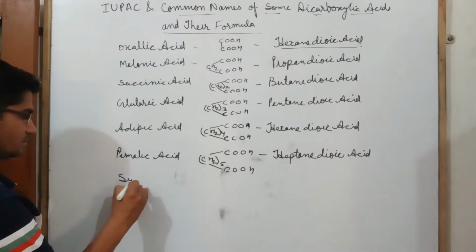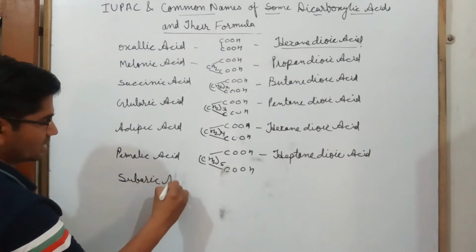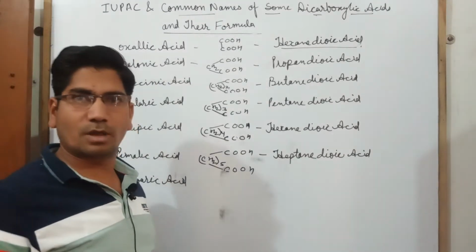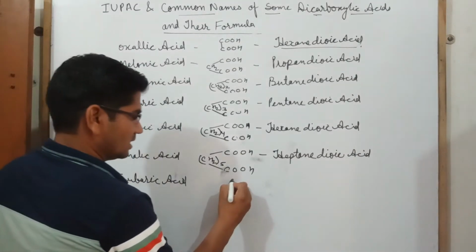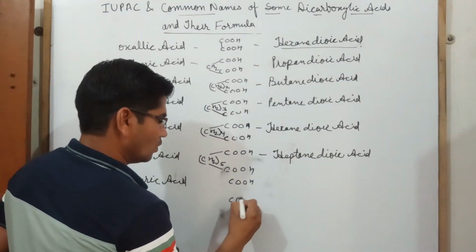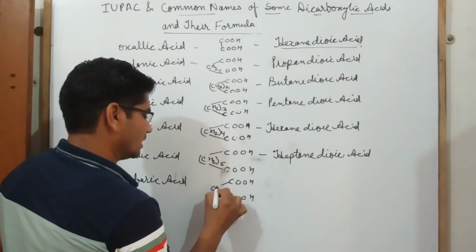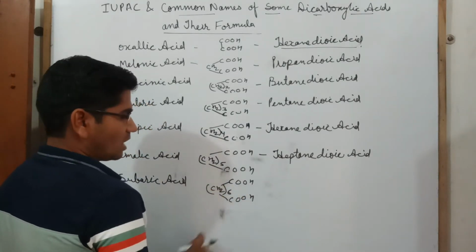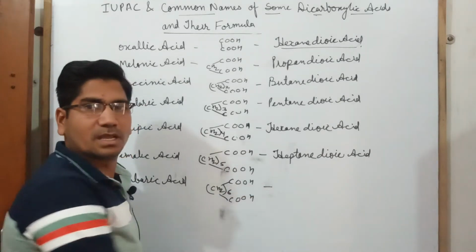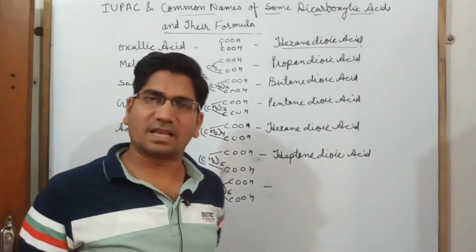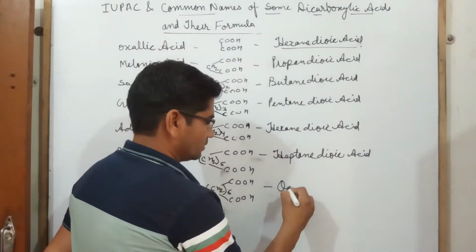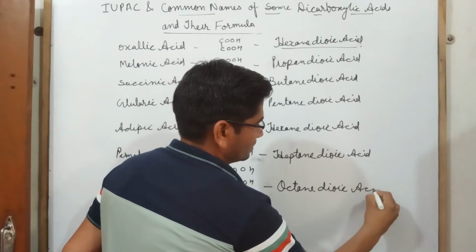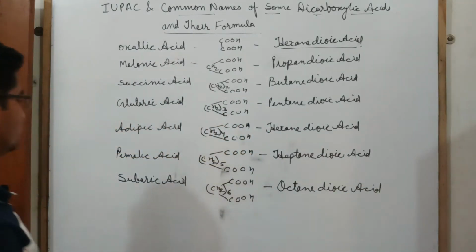Okay. Next one is suberic acid. The chemical formula of suberic acid will be the same: you can draw COOH, COOH, and here CH2. But the number of CH2 will be 6 and the total number of carbons is 8. So the IUPAC name is octane dioic acid.